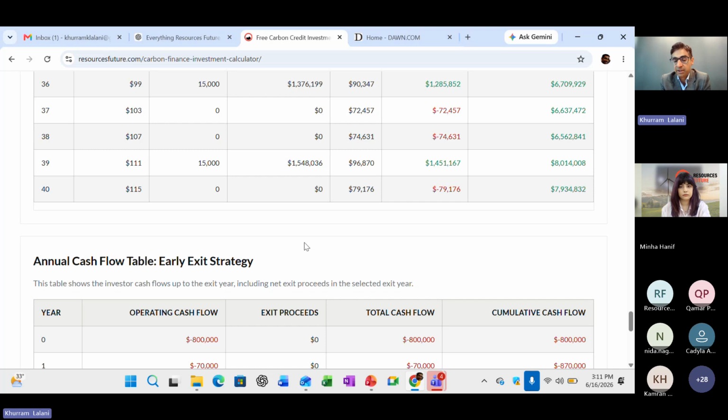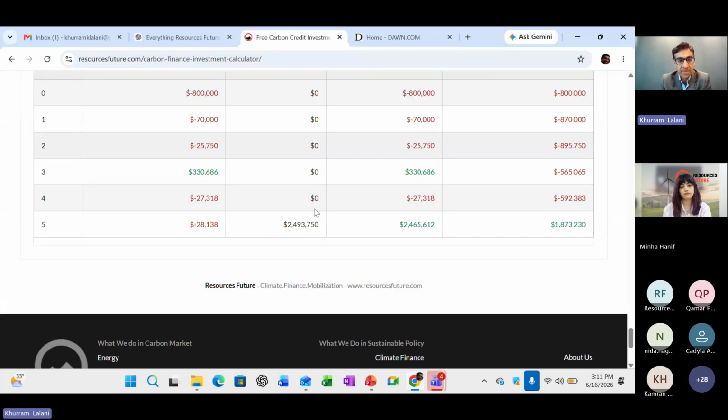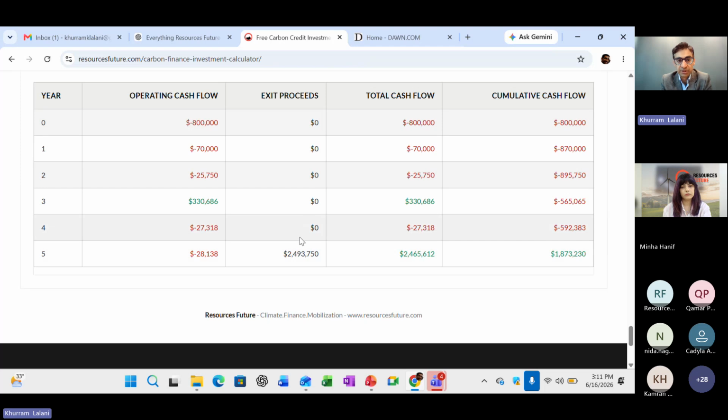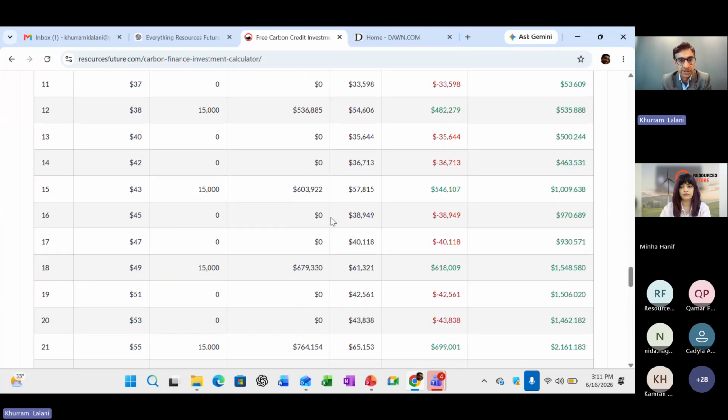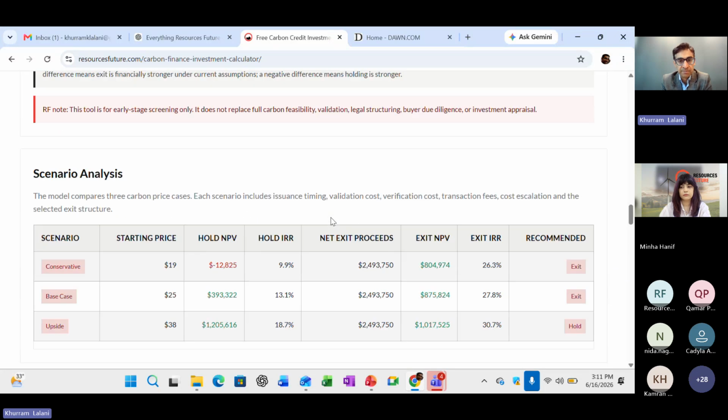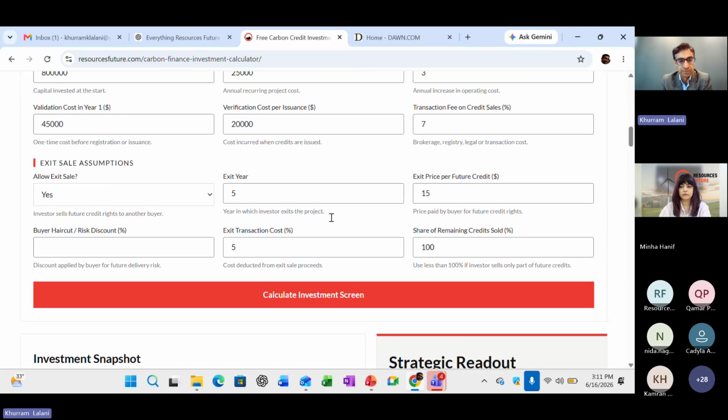So this is very, very helpful. All you need to do is just to make a copy of it, attach it with your pitch deck, and maybe if you want to show it to investors, you can show the real numbers. In the early exit option, we decided that we will sell in year 5. So year 5, these are the cash flows. It shows under exit proceeds, total cash flows, and cumulative cash flows. The IRR and PV is something that we have calculated from above. But essentially, this is where we are.